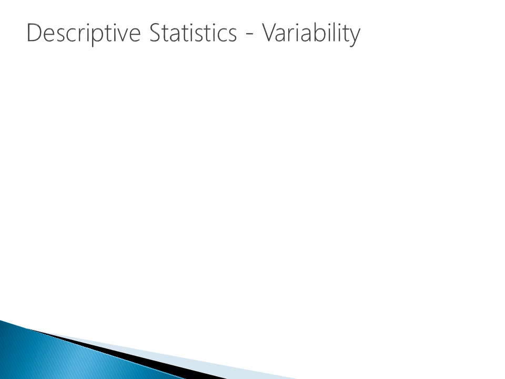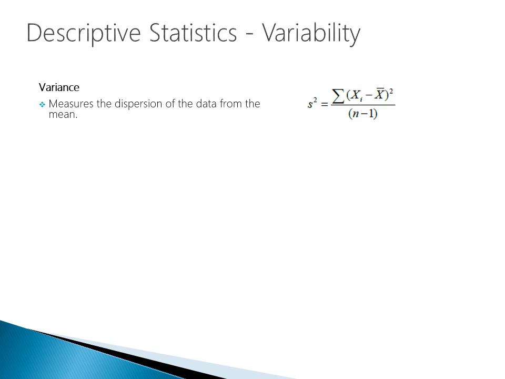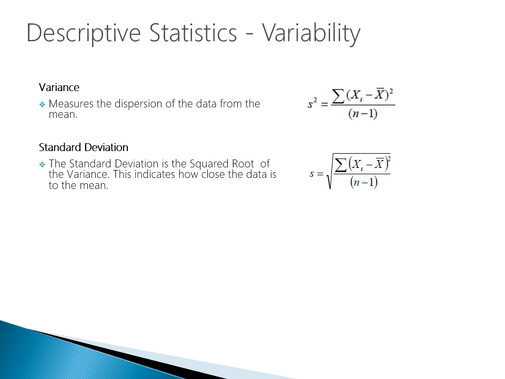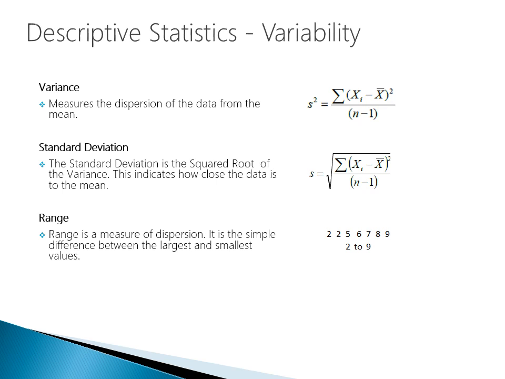On the other hand, now we need to talk about variability and measures of dispersion. The variance is a measure of dispersion of the data from the mean. A standard deviation is the square root of the variance. This indicates how close the data is to the mean. And the range is a measure of dispersion. It is the simple difference between the largest and smallest values.